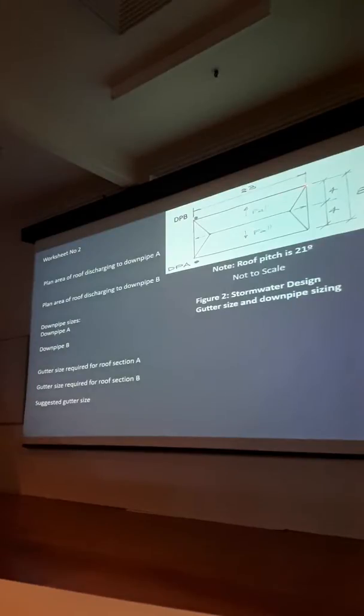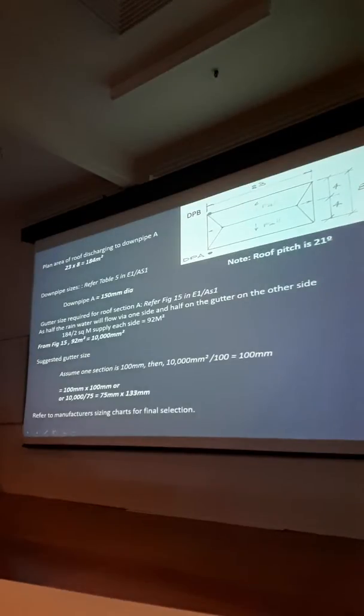Most of our houses in New Zealand in the 60s were fully hipped roofs, and in this case, effectively, we're dividing the water equally to these downpipes. Again, the pitch is 21 degrees. It's downpipes A and B. Go through the calculations. Again, we go back to the chart.